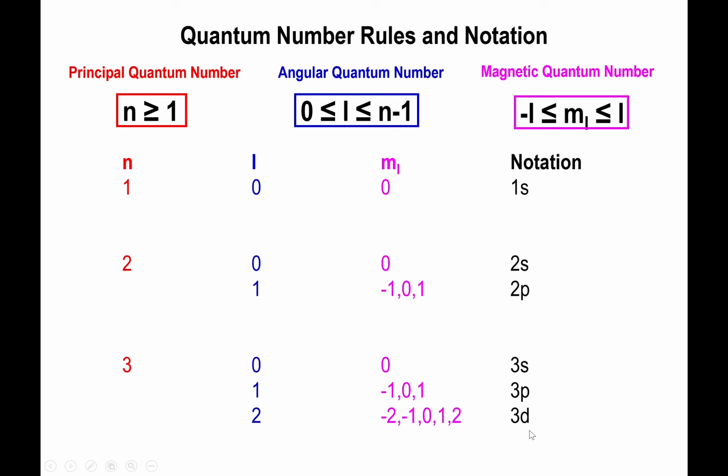What I want you to kind of notice as we're going through this is the fact that in the first energy level, all you have is the 1s orbital. In the second energy level, what you have is the 2s and the 2p orbitals.